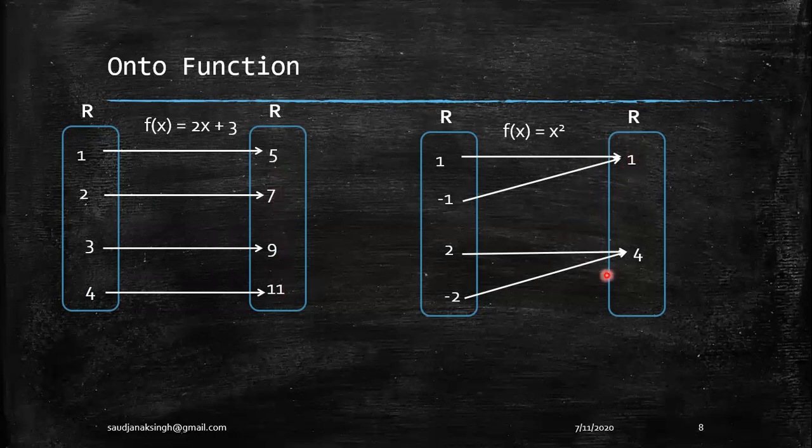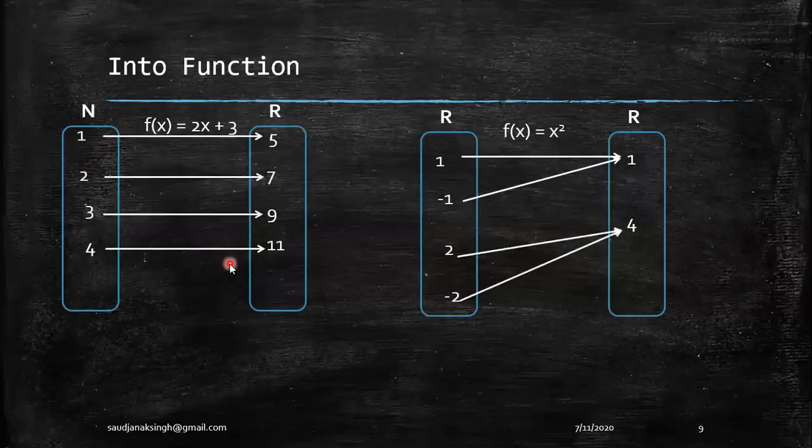In the second example also, codomain is equal to the range. There is no extra element in the second set without pre-image. So the range is equal to codomain, and here also range is equal to codomain. That type of function is called the onto function.